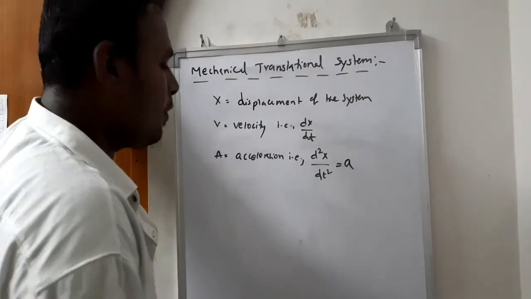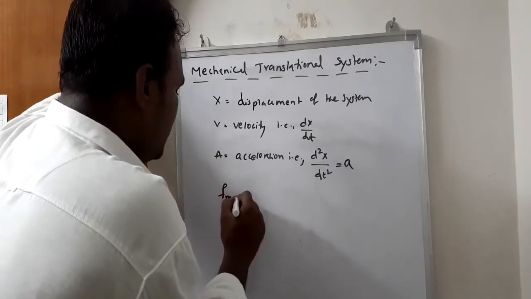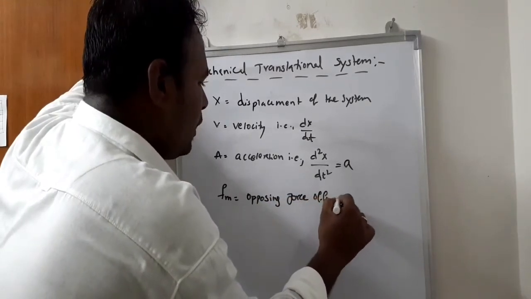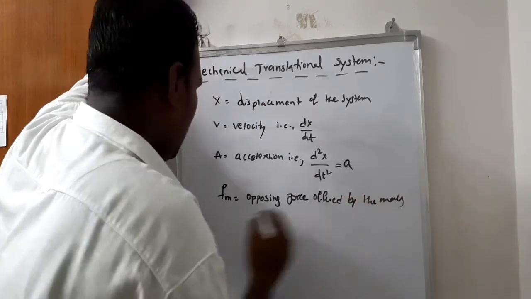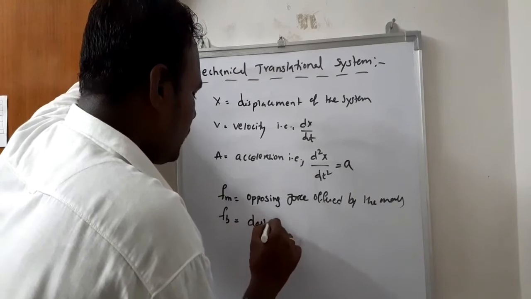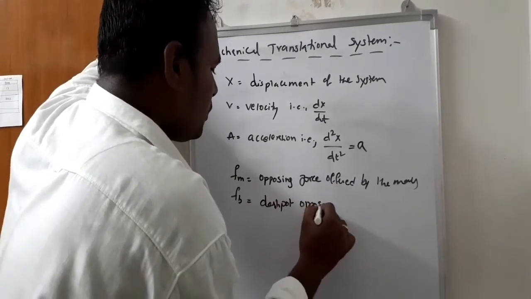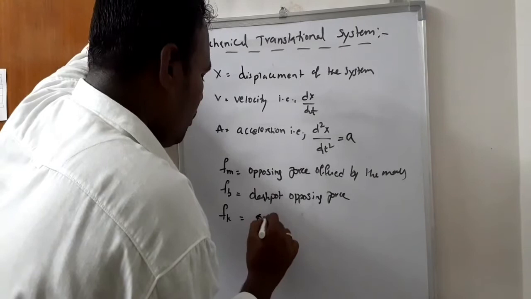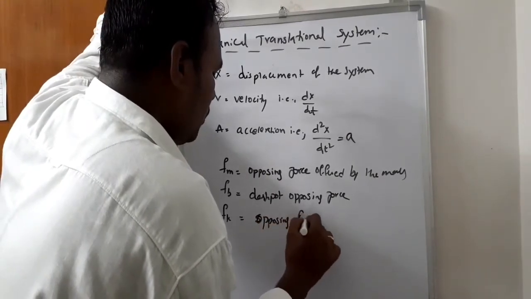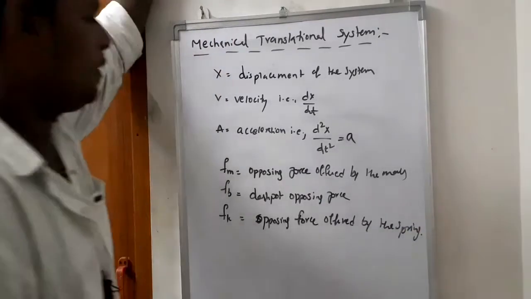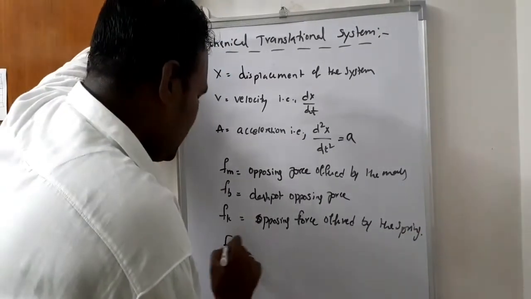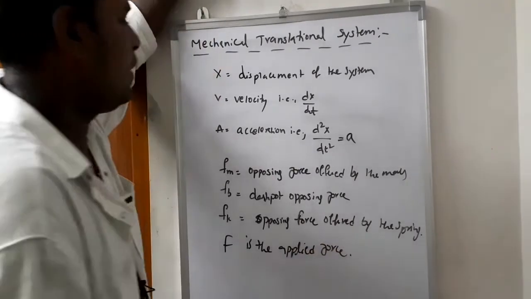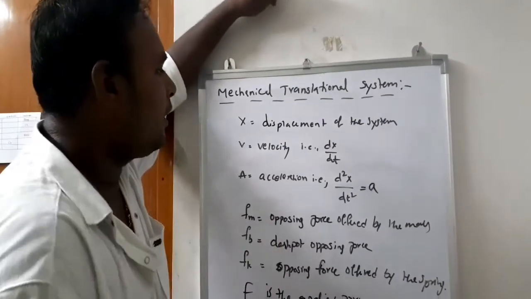And now we are going to know about some of the forces. So Fm is the opposing force offered by the mass, Fb is the dash pot opposing force, and Fk is the opposing force offered by the spring. F is the applied force. Okay, these are the terms we are using in the mechanical translational system. Okay, note down this one.